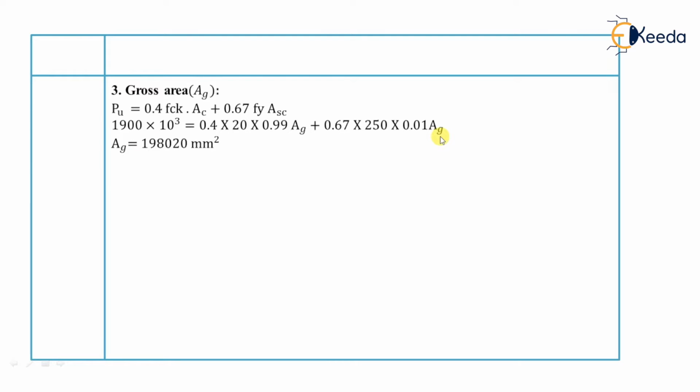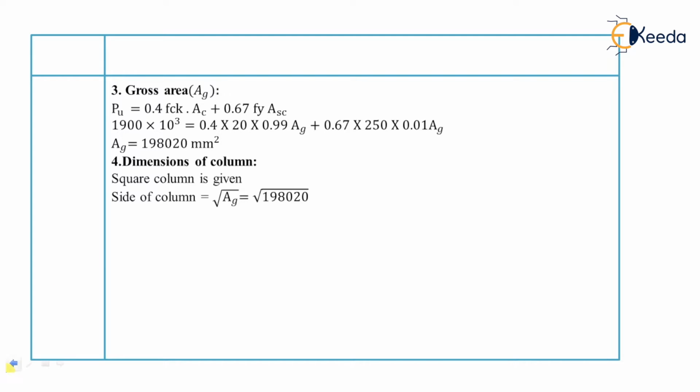After putting in these values, we can find the value of gross area, that is Ag equal to 198020 mm square. Now it's time to calculate the dimensions of the column. As a square column is given, the side of the column is equal to the square root of Ag. Therefore, the square root of 198020 is equal to 444.99 mm. So we will adopt the higher value. We will adopt the side as 450 mm. Therefore, the size of the column will be 450 by 450 mm.